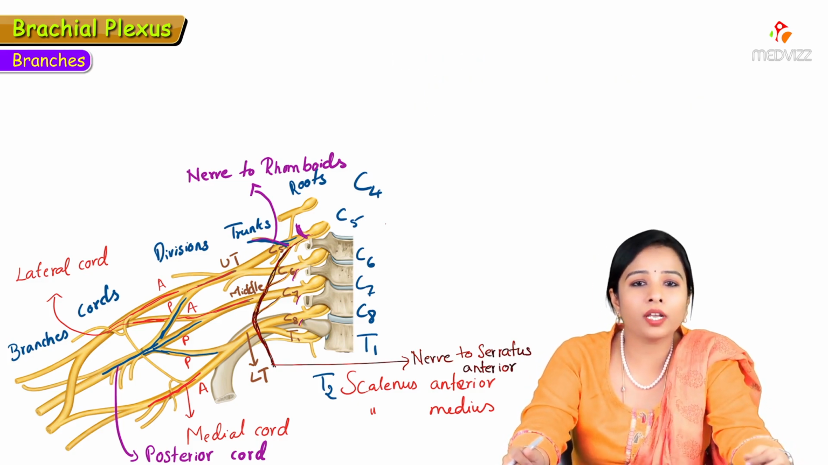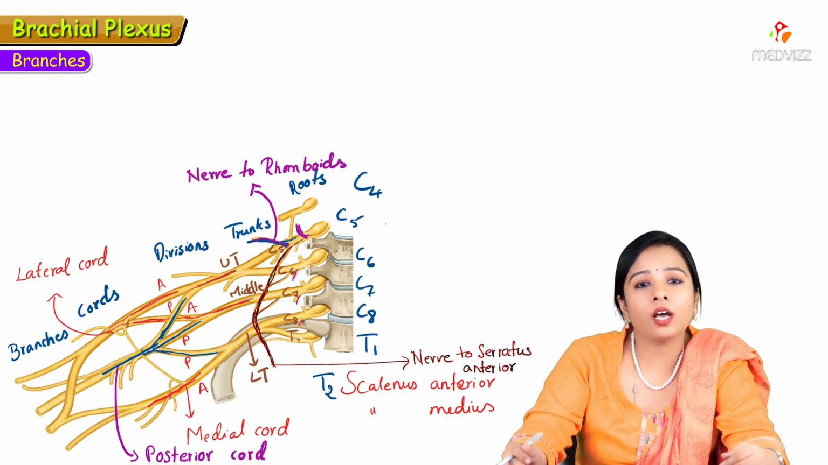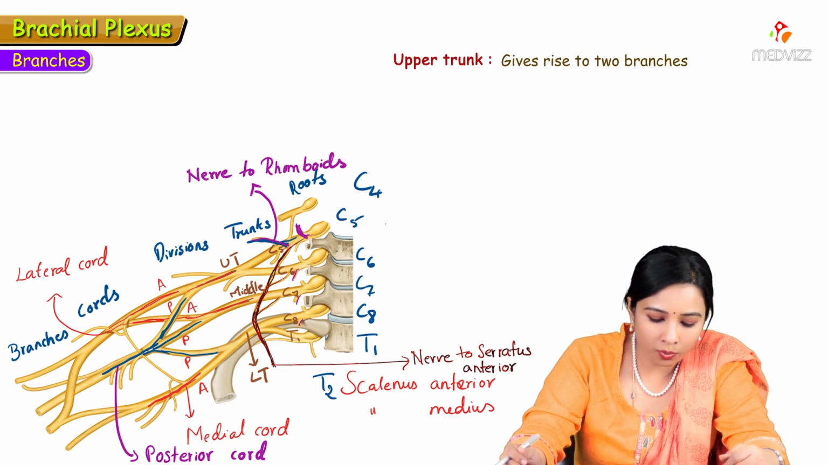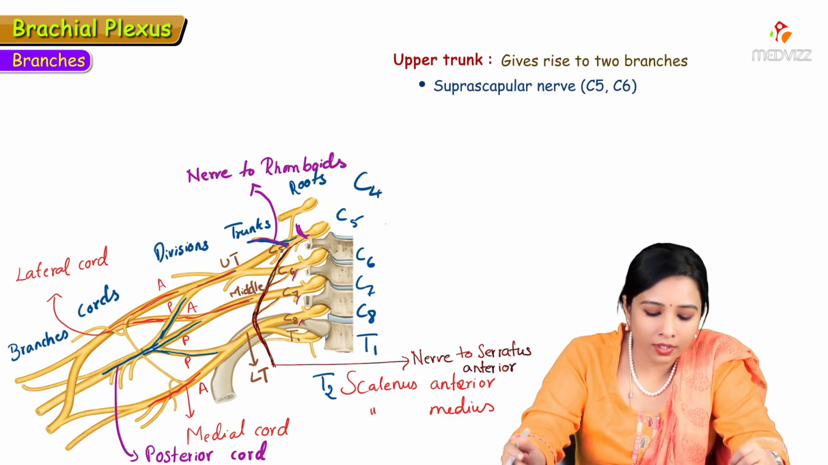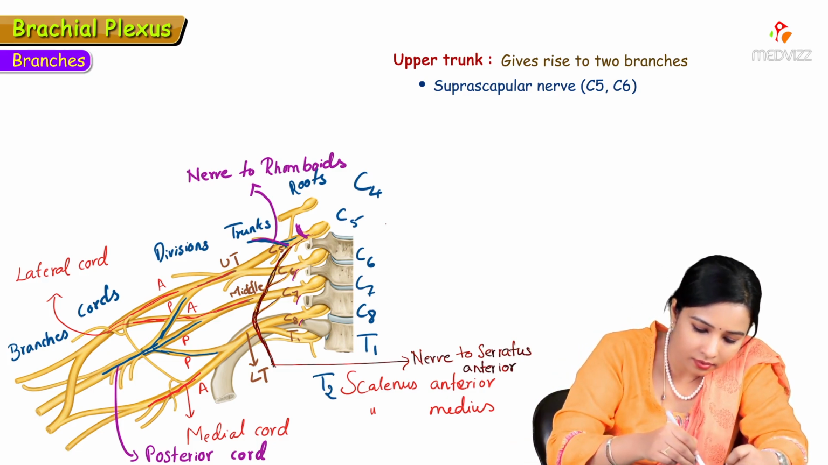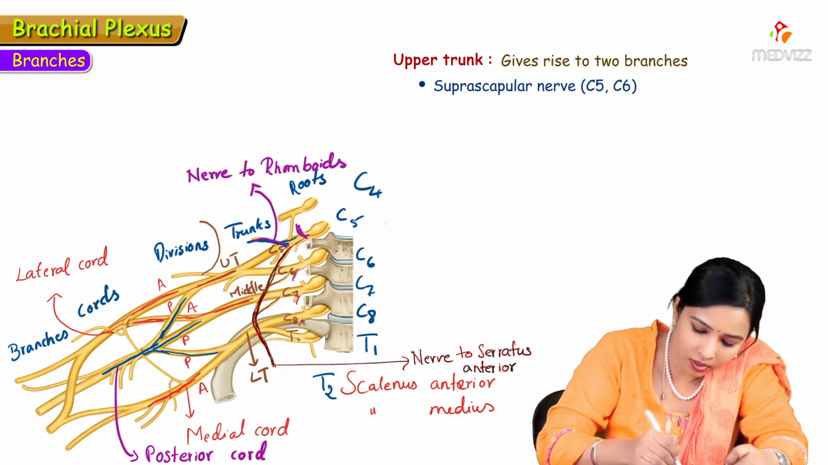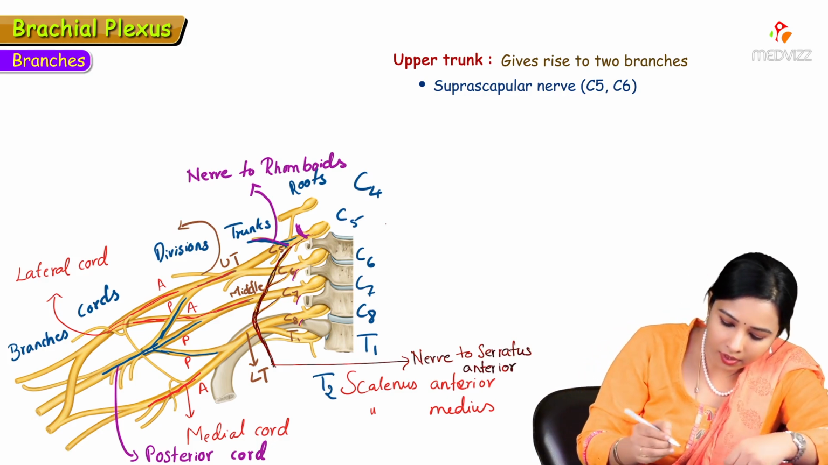Next we shall see the branches of each trunk. The upper trunk gives rise to two branches. Suprascapular nerve. This one is the suprascapular nerve.